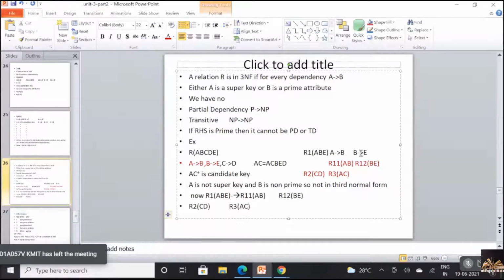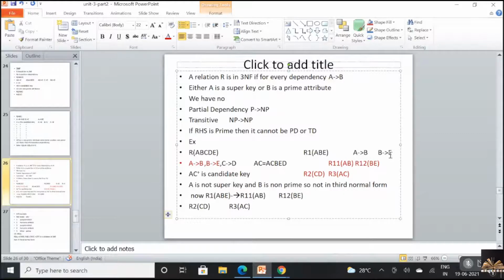Now, what are the functional dependencies with respect to these 3 attributes? In the table, A implies B and B implies E. So that is what I've written. These are the FDs. Now, again, what I have to see is whether A implies B and B implies E satisfy the 3NF condition. Okay. Is A a super key? No. Is B a prime key attribute? No. So this is a violation of your 3NF.